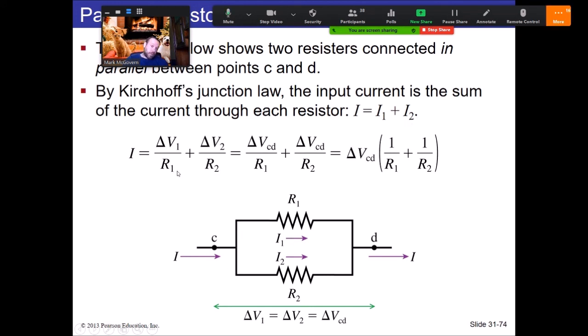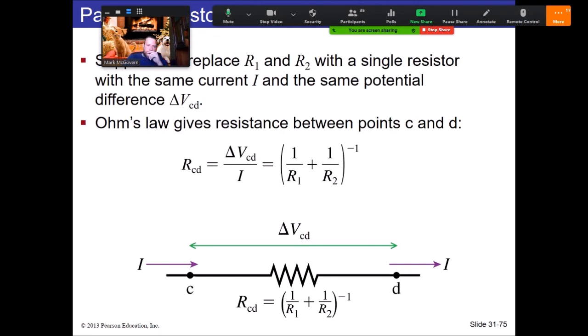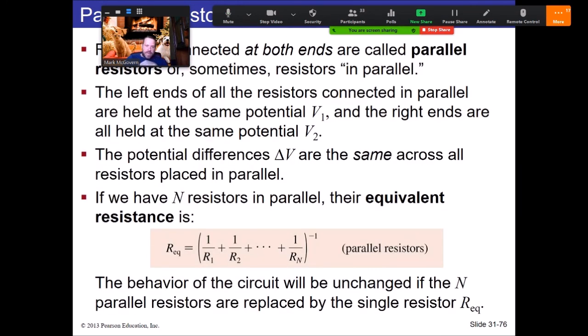Now, because it's a parallel configuration, the potential differences are the same, so it can be factored out. And we have this nice expression over here, which indicates we're adding inverses up. Just like for capacitors, we have a similar relationship here, although that applied to the series configuration for capacitors, and this applies to the parallel configuration for the resistors. The equivalent resistance is the inverse of the sum of inverses, right? And if you have a lot of those together, that just ends up with the equivalent resistance here.